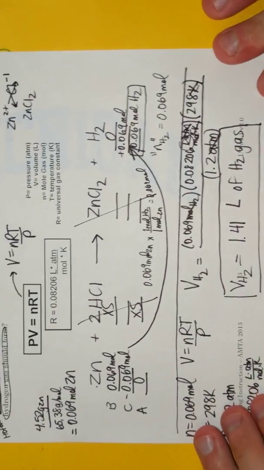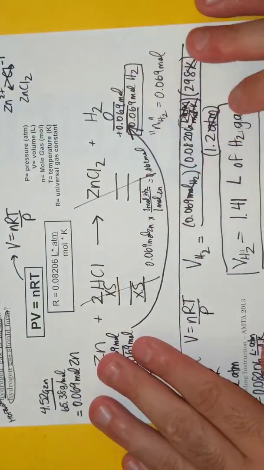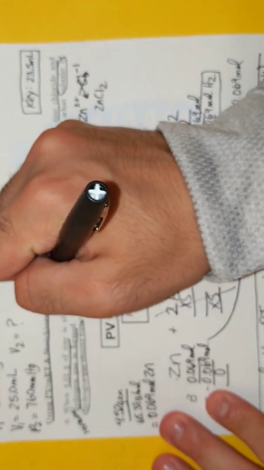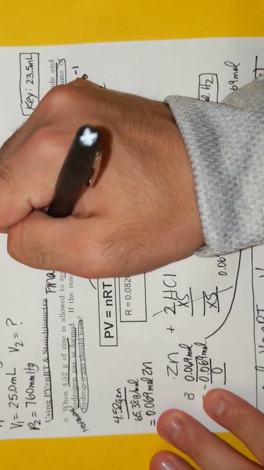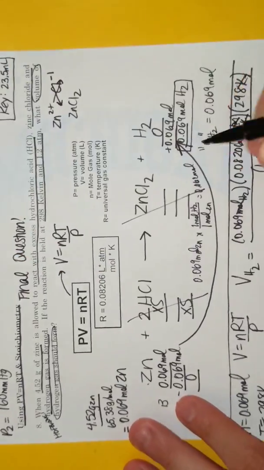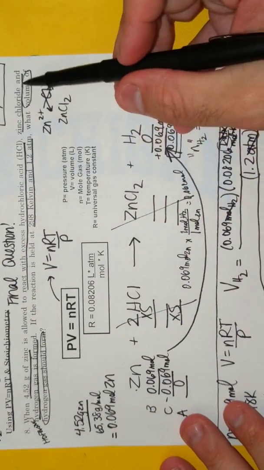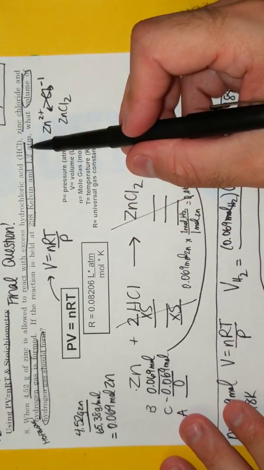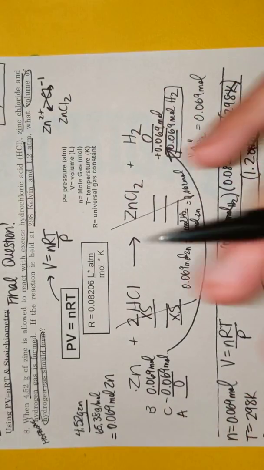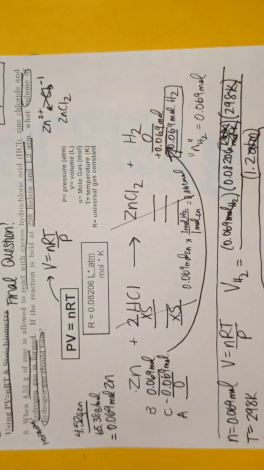This is an amazing worked-through question, and this could easily be a final question. A big hint is if it's asking for a volume and it gives you a temperature and a pressure, I'm definitely going to be using the ideal gas law equation, having to solve for moles with my BCA table, and then plug it into V equals nRT over P.